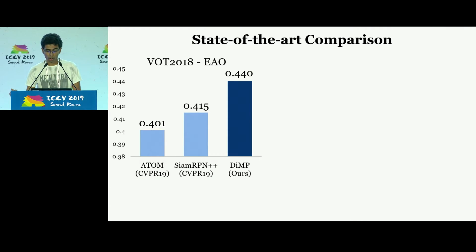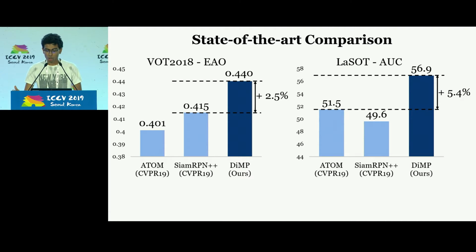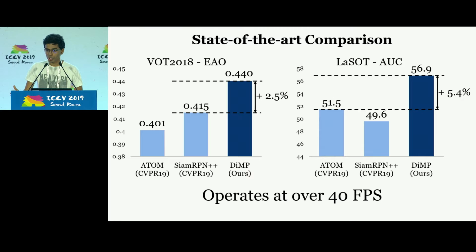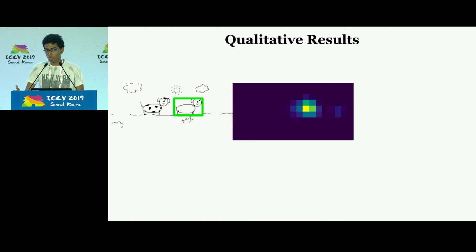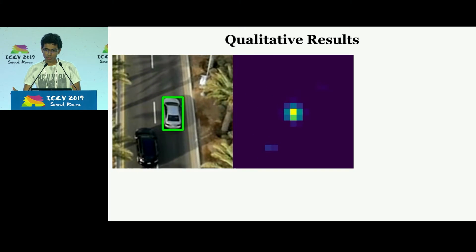Next, we compare our approach with the state-of-the-art approaches on VOT18 and LaSOT datasets. On both datasets, our tracker obtains the best results, outperforming the recent methods by a significant margin. Further, our approach operates at over 40 frames per second. Here, we show the scores output by our model on a few example videos. We can see that our model is fairly good at handling distractor objects.